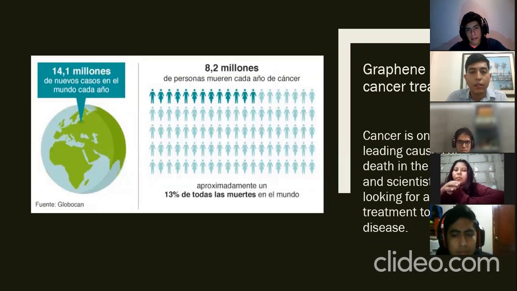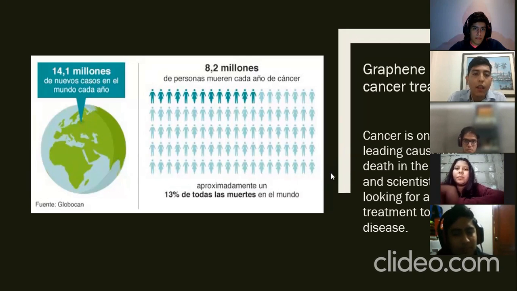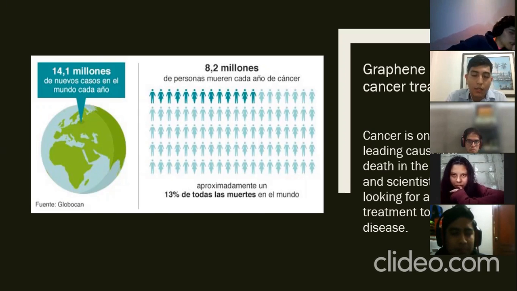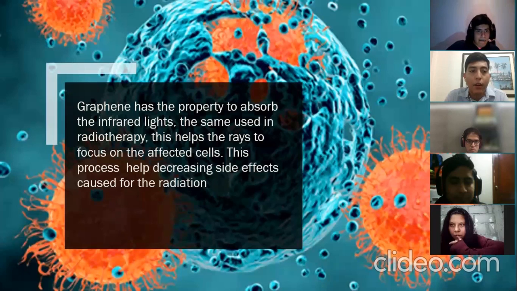Graphene as a cancer treatment. Cancer is one of the leading causes of death in the world, and scientists are looking for an efficient treatment to heal this disease. As we can see in the picture, cancer takes 13 lives in the world. So this is very important for the scientists and the world. So they decided to look for a material that can help with this disease. This is where graphene comes in.